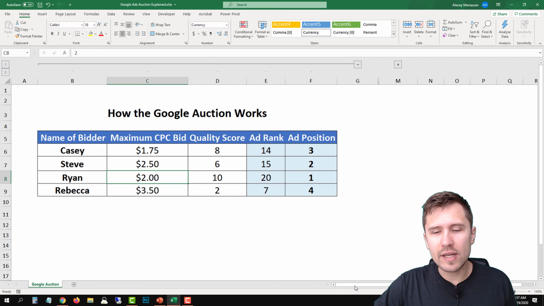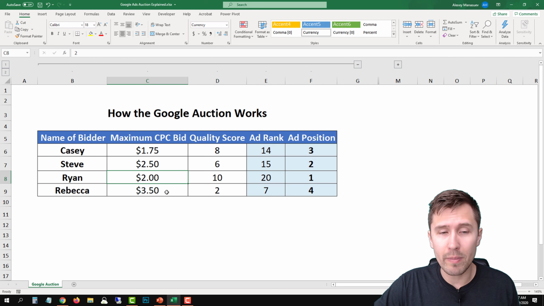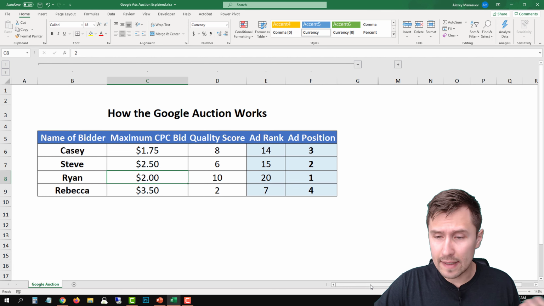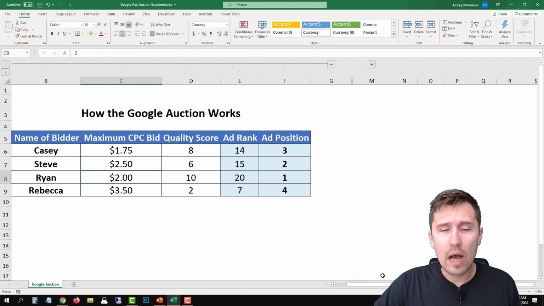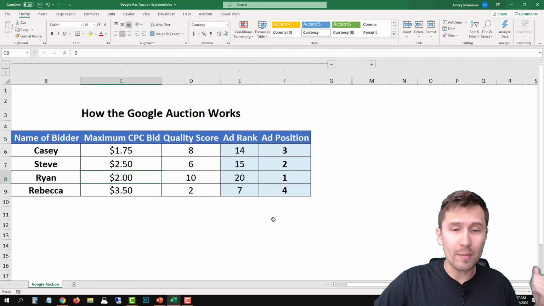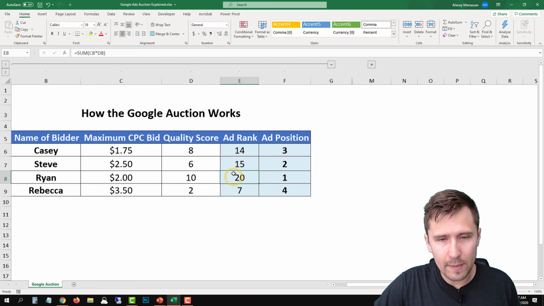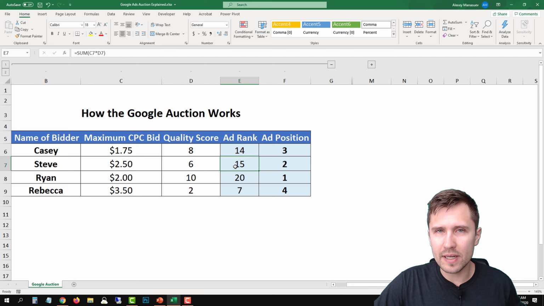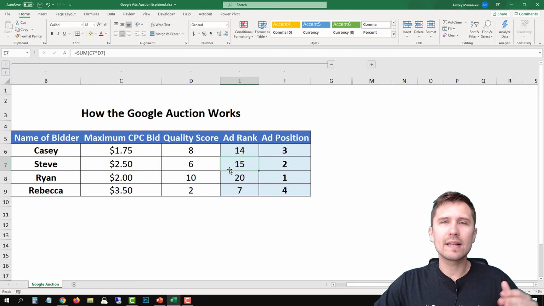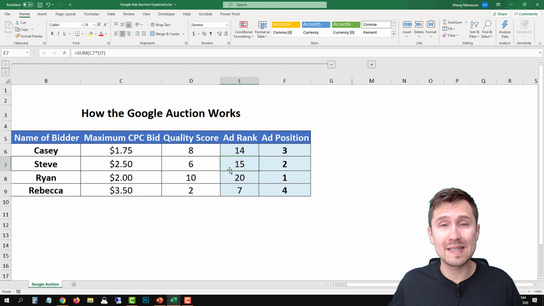Now, how much does each person actually pay? So Ryan is willing to pay $2. Rebecca is willing to pay $3.50. How much are they actually paying? Let's take a look at that chart. So how much each person actually pays depends on the next person's ad rank, the person before them. So Ryan's ad rank is 20. The next best person's ad rank is 15. So we're going to take this number into account. I'm going to pull up the chart here in a second, but basically, the higher your ad rank is above somebody else, the less you pay. So let's take a look at that chart here.